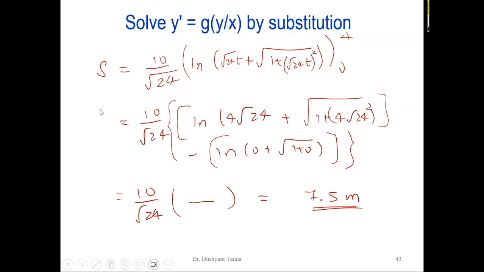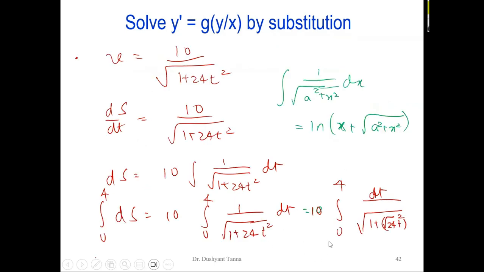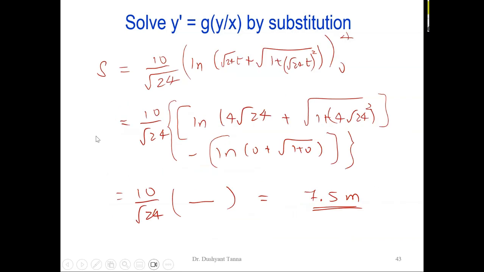Another approach you could have taken, just a bit here, you could assume your root 24 t as x and change the limit accordingly, right? Okay, so that's your how-far answer. From the brake applied, in 4 seconds the motorbike would have traveled a distance of 7.5 meters. Okay. Right.